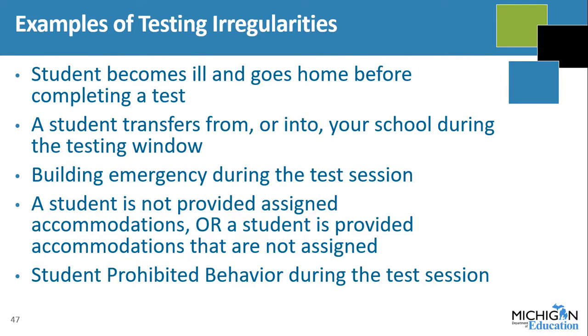Some examples of testing irregularities can be if a student becomes ill and goes home before completing a test, or a student may transfer from or into the school during the testing window, or if a building emergency occurs during a test session. Also, if a student is not provided assigned accommodations or is provided accommodations that are not assigned, or a student exhibits prohibited behavior during the test administration. These irregularities are examples of reasons that an incident report should be submitted.